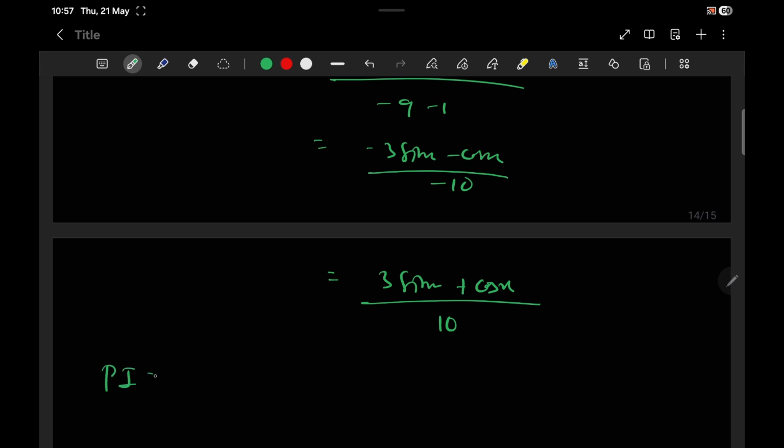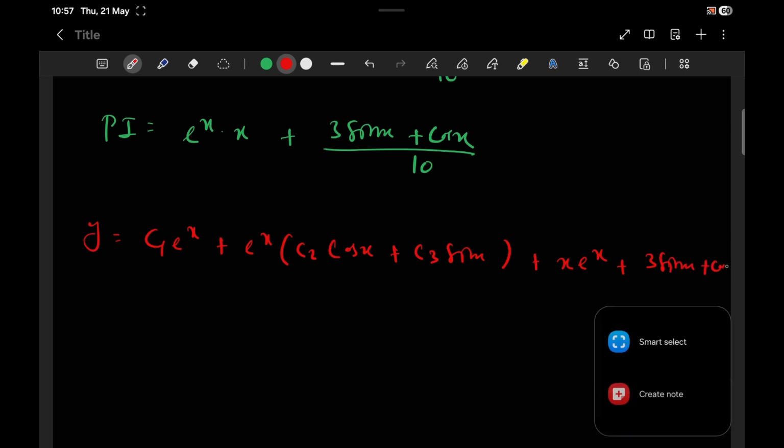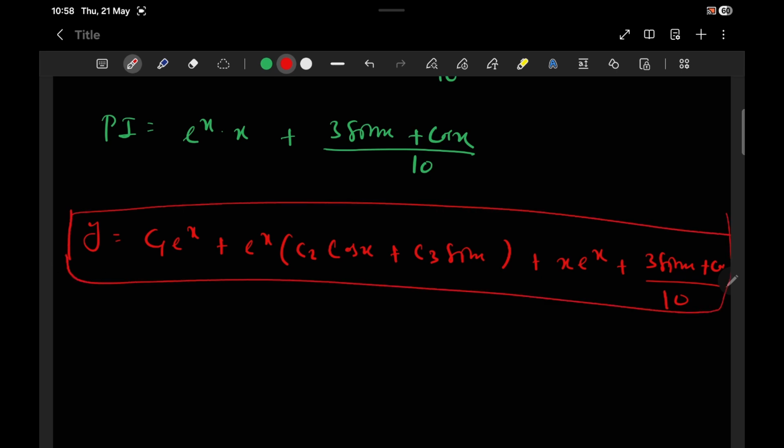So the particular integral is finally e to the power x into x plus 3 sin x plus cos x divided by 10. So the final answer y will be c1 e to the power x plus e to the power x, c2 cos x plus c3 sin x plus x e to the power x plus 3 sin x plus cos x divided by 10. So this is our final solution.